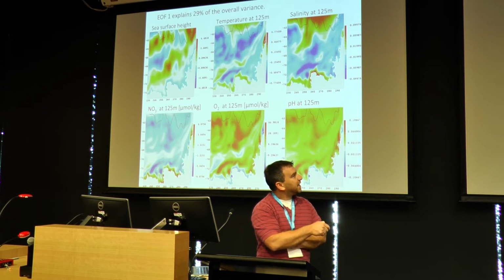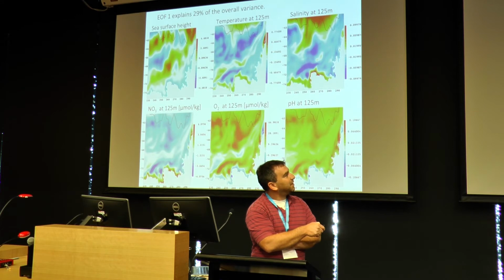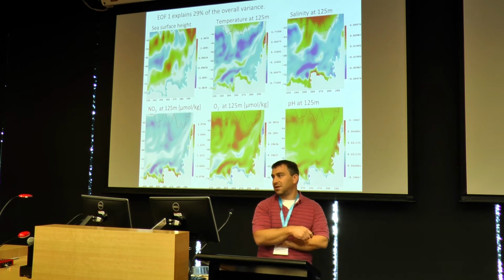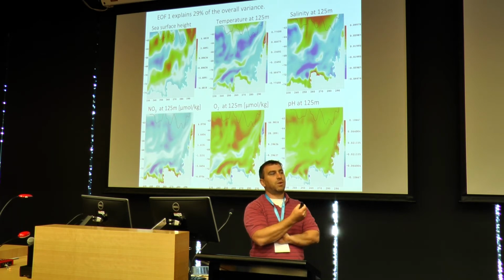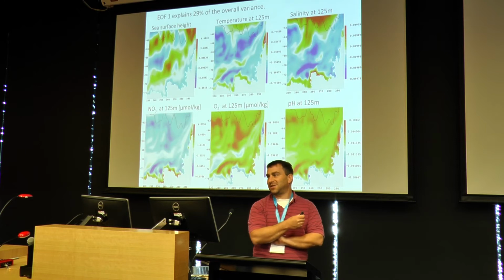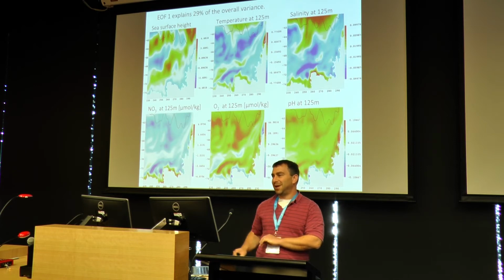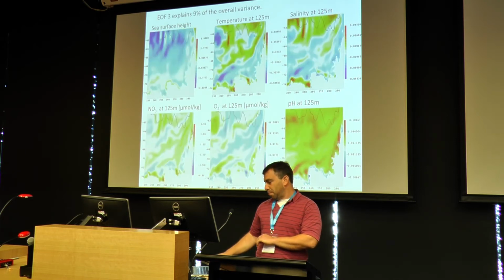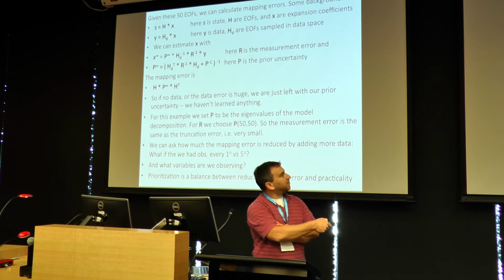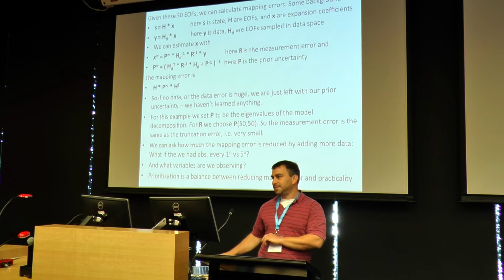And so you might imagine if you had a measurement here, it doesn't give you much value because it's a very small scale as opposed to this large region. So you can figure out where you should sample just by looking at the EOFs, which is a lot cheaper than inverting to get the mapping error. And you can see that through here. We're just projecting the measurement through the EOFs.